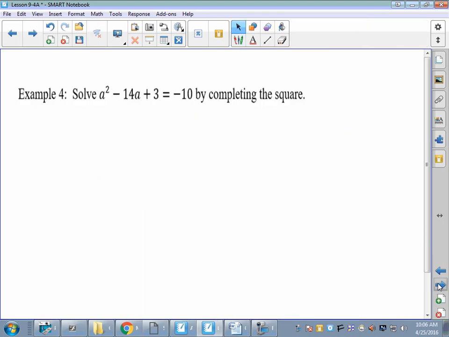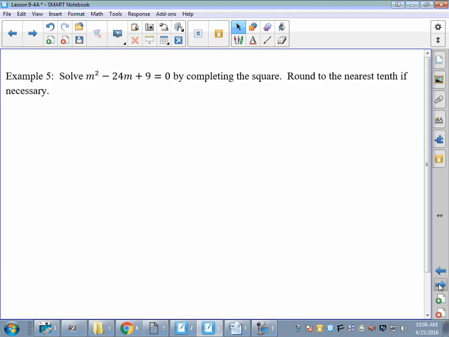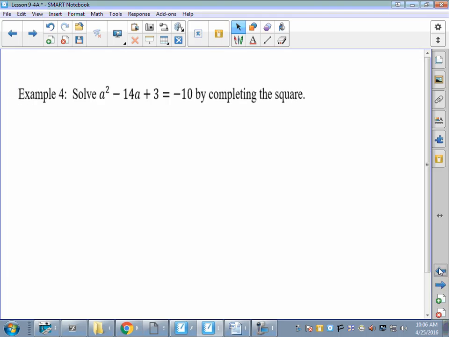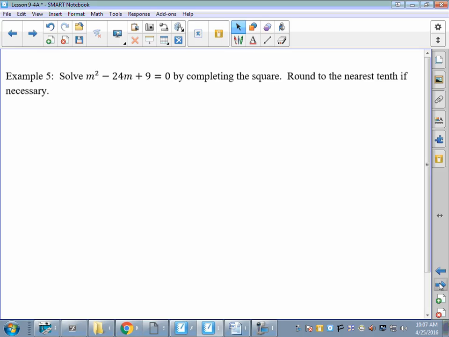And let's skip example 4. By the way, example 4 looks to me like it's not equal to 0, so I would add 10 to both sides. But example 5, it says solve m squared minus 24m plus 9 equals 0, completing the square. Big hint, round to the nearest tenth if necessary. I think we're going to have decimals.